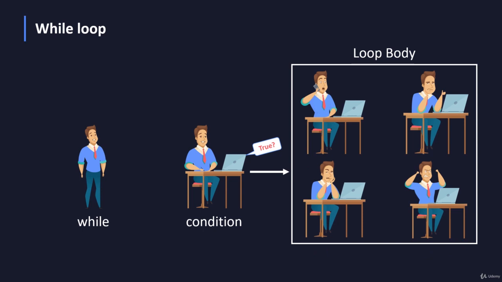And we can think of the loop body, as we can see in this illustration, as some different tasks that this guy has to do. For example, he has to talk on the phone, listen to customers, try to find bugs in his code, and so on. So that would be the loop body. For example, this guy comes to work, and as long as some condition is true, he executes all the commands, all his tasks that are specified in the loop body.